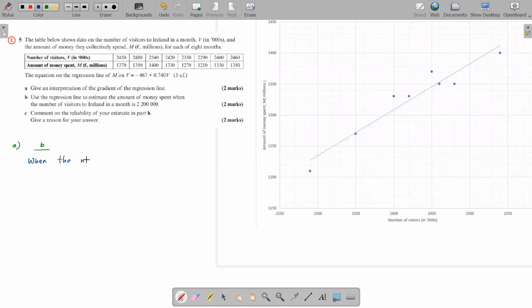the number of visitors, when X increases by 1 unit. So when X is the number of visitors, when the number of visitors increases by 1 unit, means by 1,000, the amount of money spent is going to what? Is going to increase or decrease.